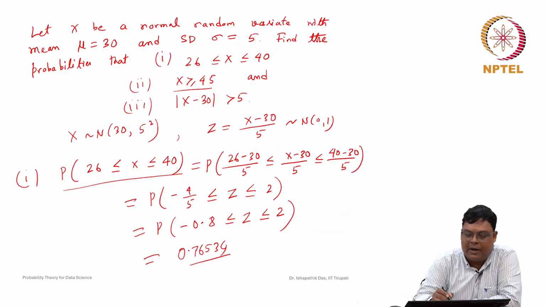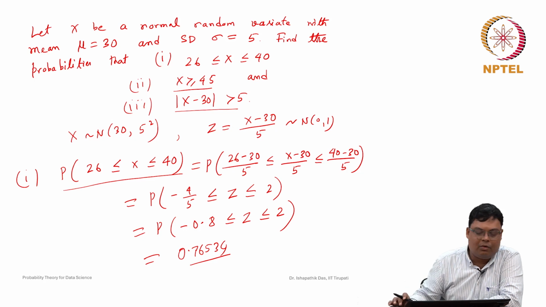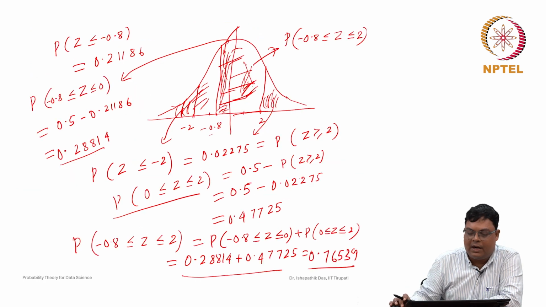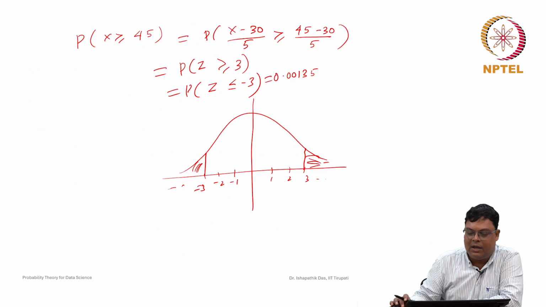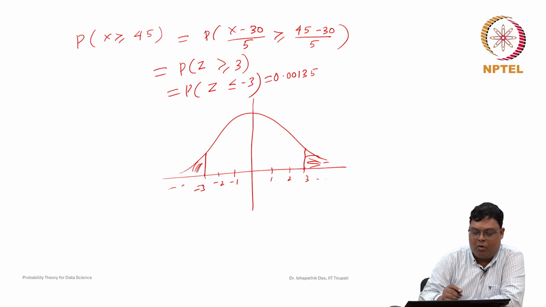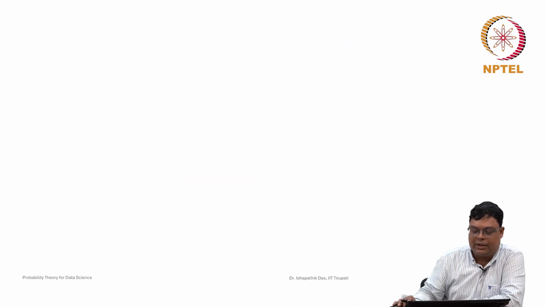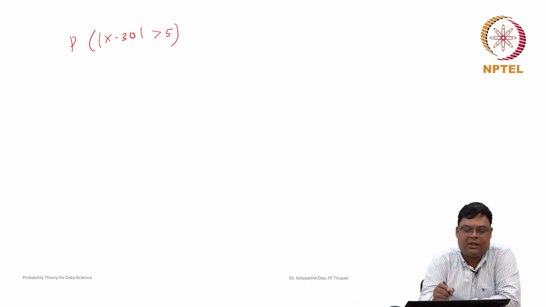So, now we have to find the probability that mod of x minus 30 is greater than 5. So, that we have to find out. So, the probability that mod of x minus 30 is greater than 5. Now how can we find this? The question is the probability that mod of x minus 30 is greater than 5.